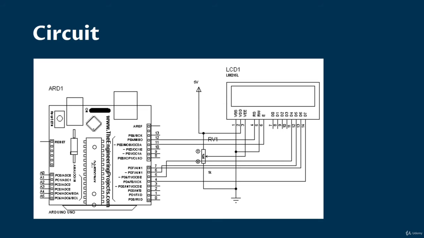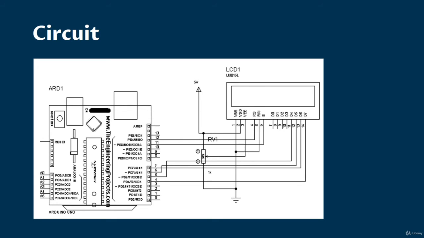So in my circuit, the first pin, that is VSS, is connected to ground. VDD will be connected to 5 volt. And I have connected one potentiometer. There are 3 terminals in the potentiometer. One is connected to 5 volt, another is connected to ground, and the middle one is connected to VEE. RS is connected to pin 12 in my case. RW is connected directly to ground, and enable is connected to pin 11. These are the pins you should remember: 12 is connected to RS, 11 is connected to enable.